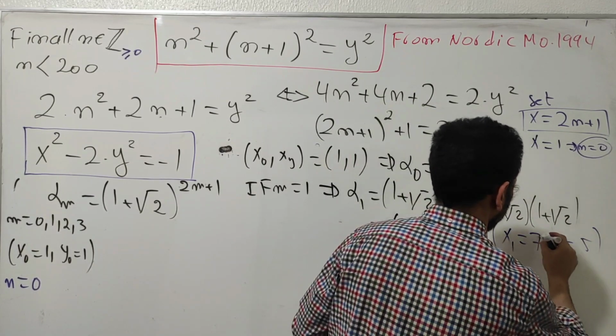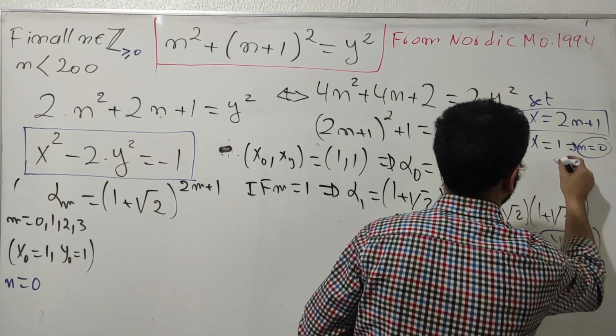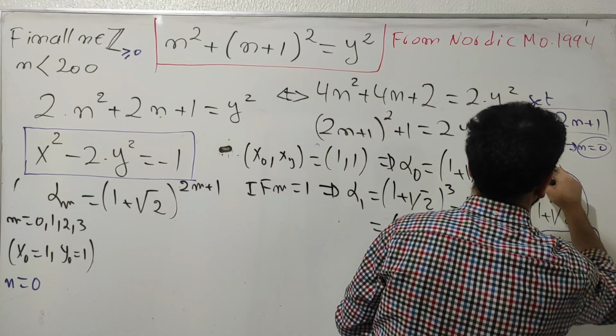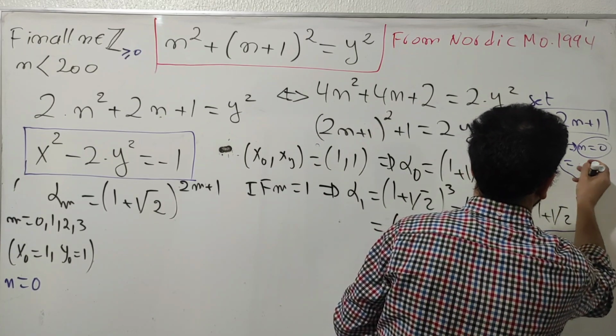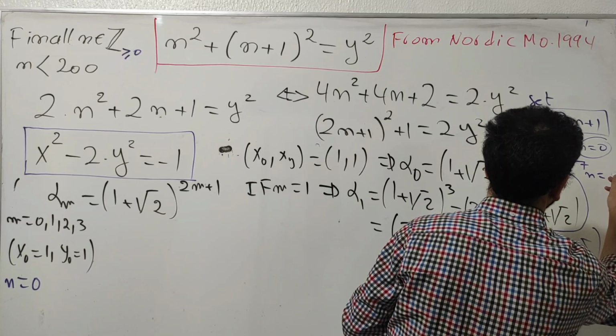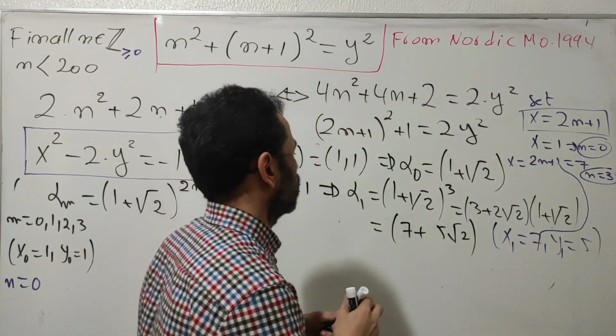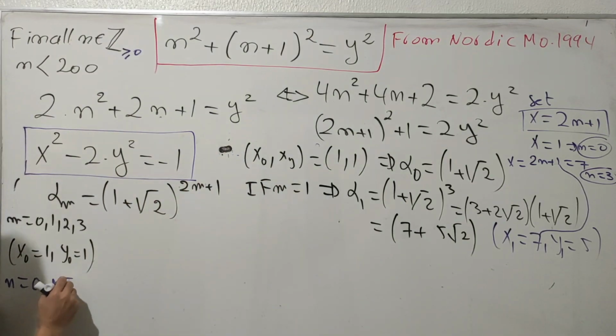We are taking only this one. So x equals 2n plus 1, which equals 7, which means n equals 3. So we get another solution, n equals 3.